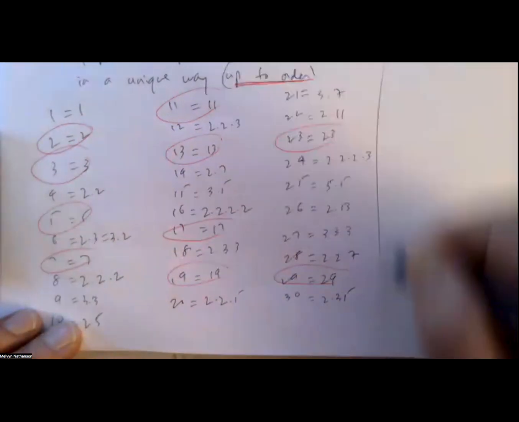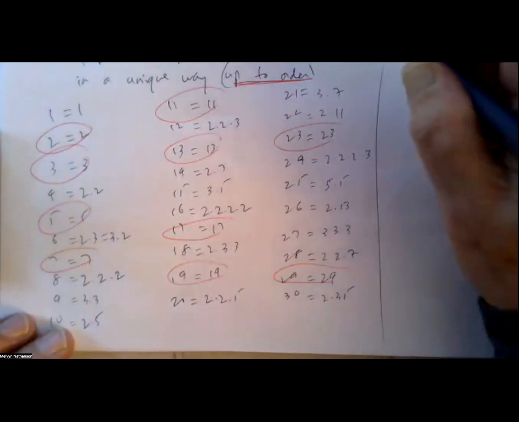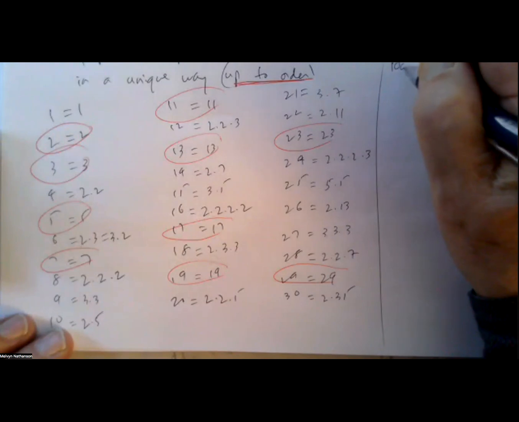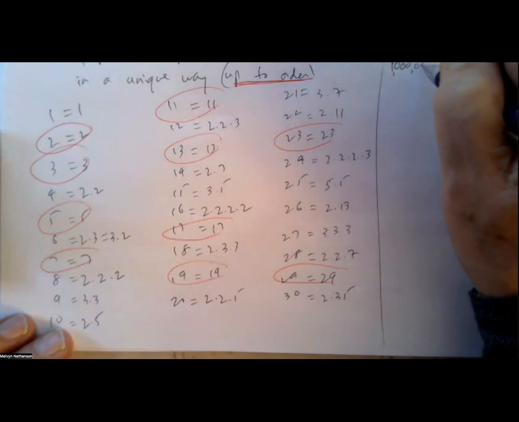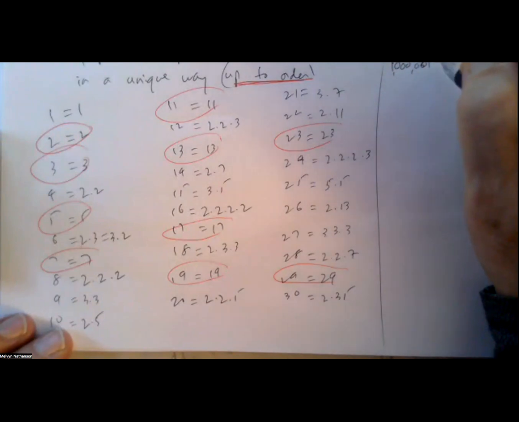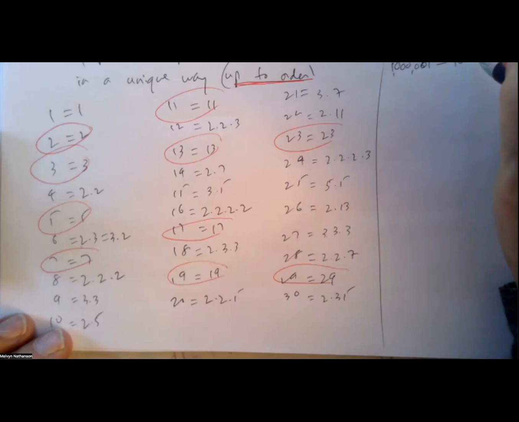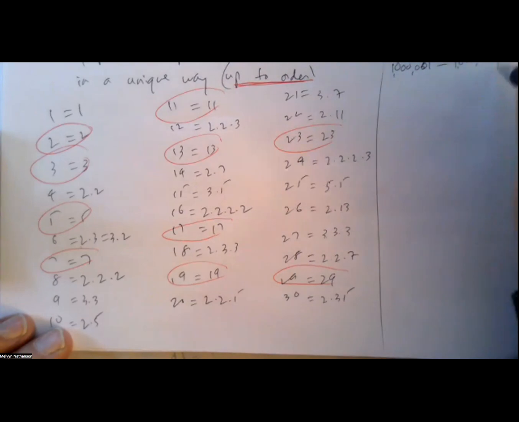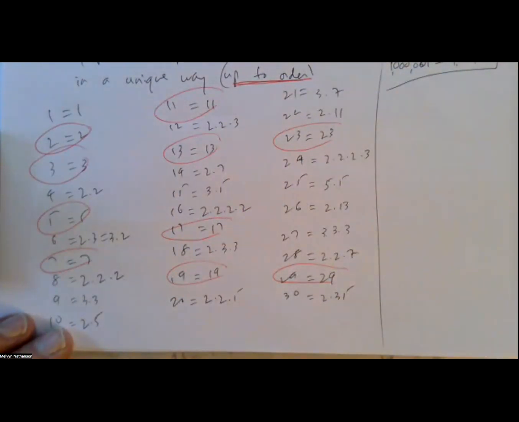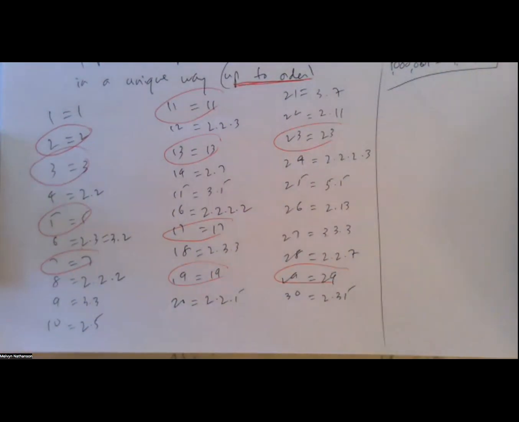But this is a range of 30. If you look at the numbers from 1,000,001 to 1,000,030, that's also 30 consecutive numbers. How many of them are prime?